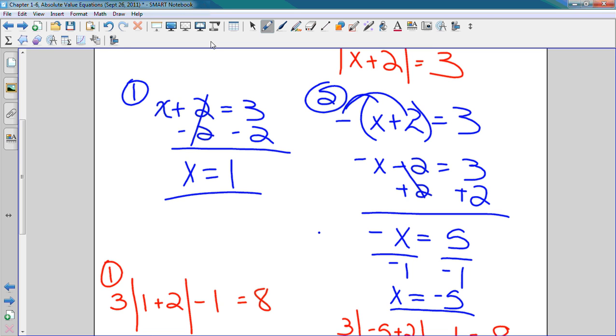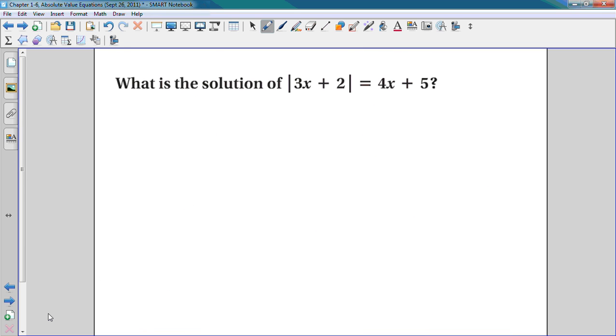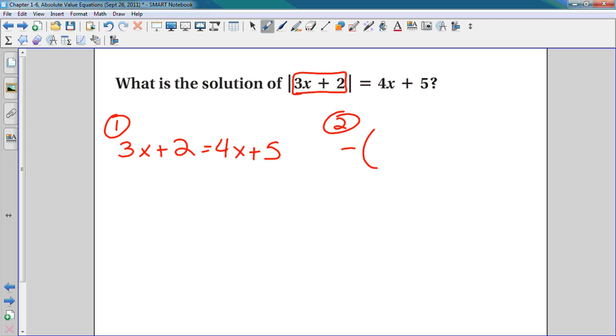Now, let's try one more. What is the solution of the absolute value of 3x plus 2 equals 4x plus 5? Well, remember, we have to make two cases since the absolute value is isolated in this equation. Case 1 is going to be the positive version: 3x plus 2 equals 4x plus 5. Case 2, we have to make the negative version. So I have the positive and the negative.